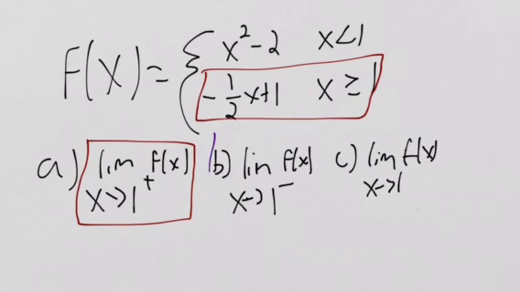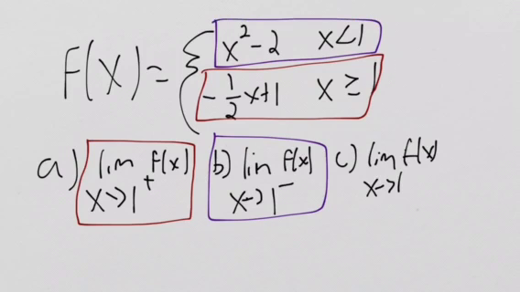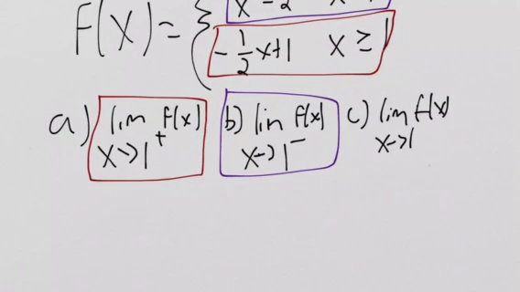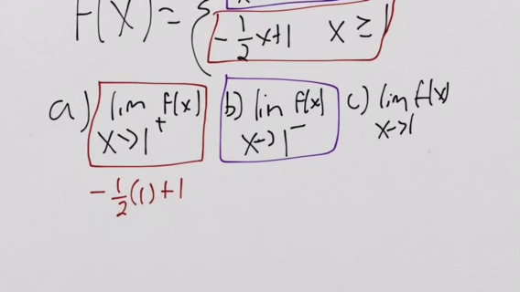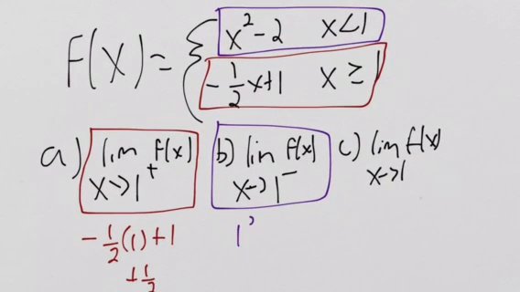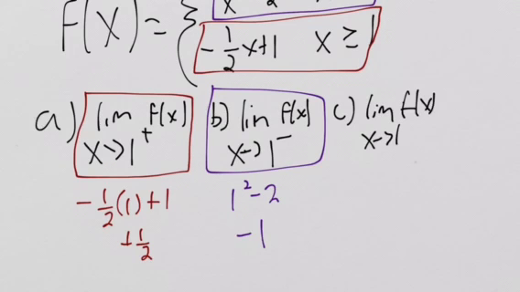And then when x is less than 1, that's when we're approaching 1 from the left. Okay, because think about it, from the left we could plug in 0.99 or 0.9, right? From the right we can plug in 1.01 or 1.001, so that would put us here. 0.999 puts us here. So we're just going to plug into the function that corresponds with the limit. So we have negative 1/2 times 1 plus 1, which is going to be positive 1/2. Or, if we approach from the left, we have 1 squared minus 2, which is negative 1.